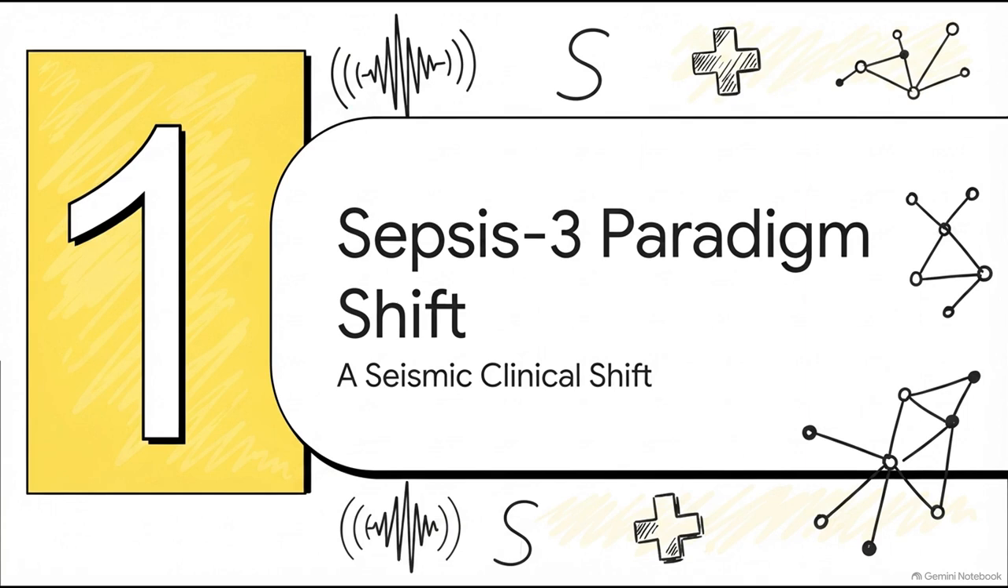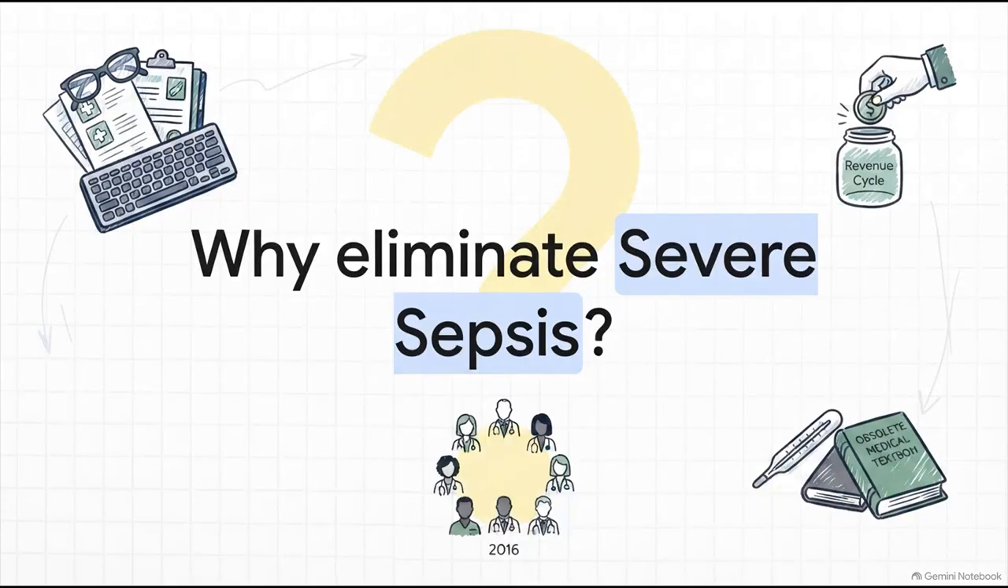All right, Section 1, the Sepsis-3 paradigm shift. Let's dive right into the seismic shift in clinical practice. So if you're a medical coder or a CDI specialist, you see the code R65.20 for severe sepsis on charts literally every single day. It's a total staple of the revenue cycle, right? So why on earth did the medical community, in a massive 2016 international consensus, decide this term was completely clinically obsolete? Well, to get that, we kind of have to look at what we left behind.